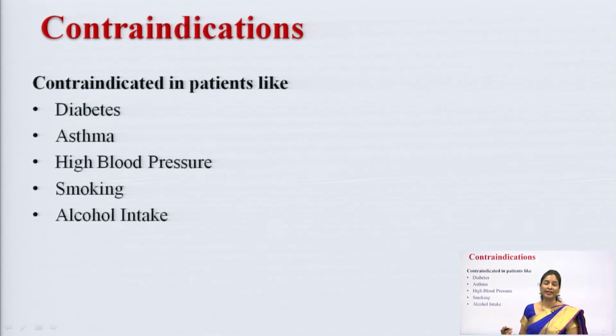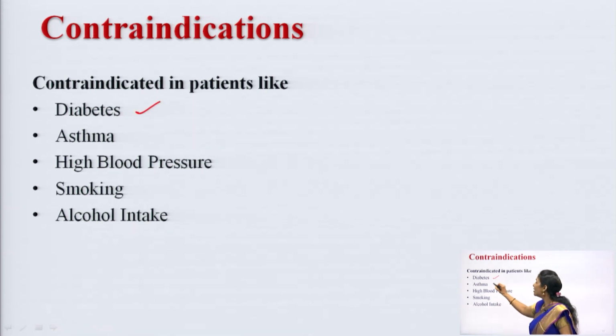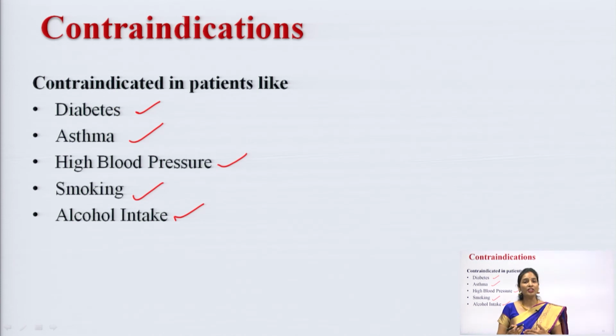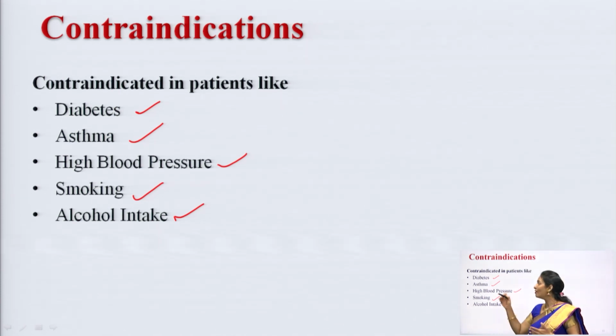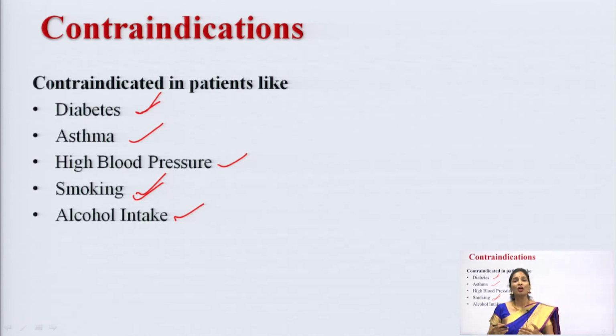And what are the contraindications? There are some contraindications with these general anesthetic drugs. These drugs should not be preferred in conditions like diabetes, asthma, high blood pressure, smoking, and especially alcohol intake. In which condition should you not administer the general anesthetic drugs? Patients who have diabetes, patients suffering from asthmatic problems, patients with relatively high blood pressure, patients with a smoking habit, and patients with alcohol intake. In such conditions you should not administer them, or the drug will be complicated in such conditions.